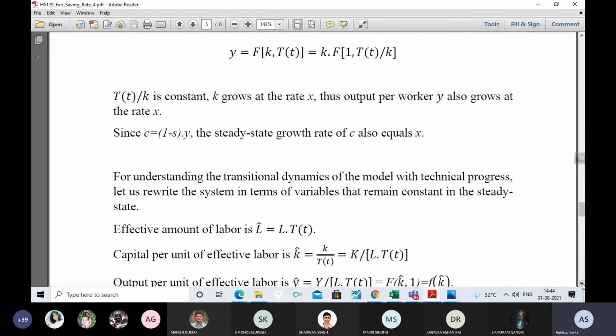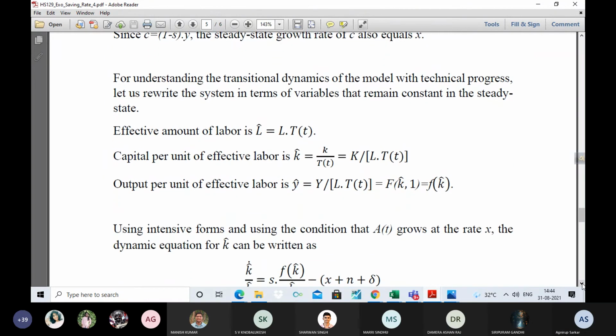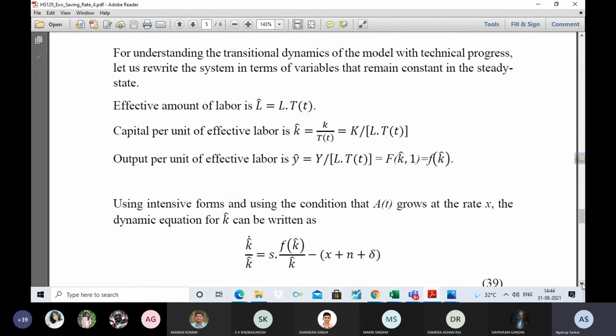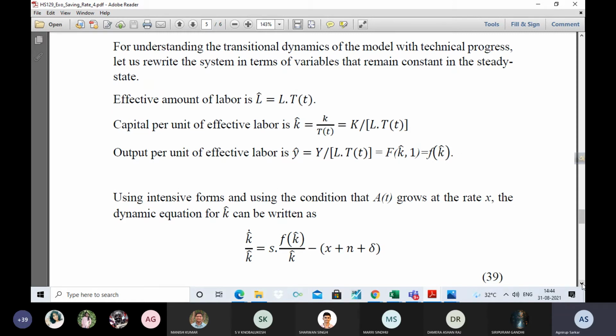Now see, in order to analyze the transitional dynamics of the model with technological progress, it will be somewhat convenient to write the system of equations in terms of variables that remain constant in the steady state, right? So variables that remain constant in the steady state. This is very important to note. What variables remain constant in the steady state?